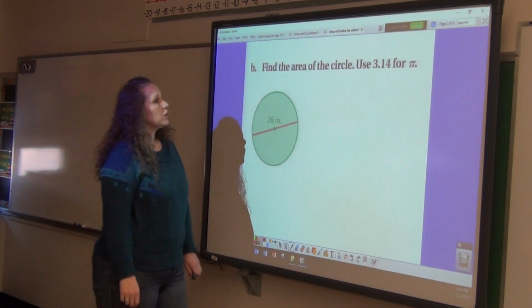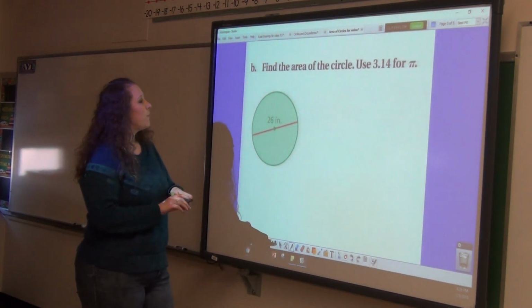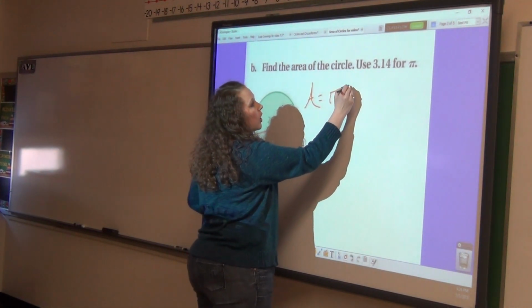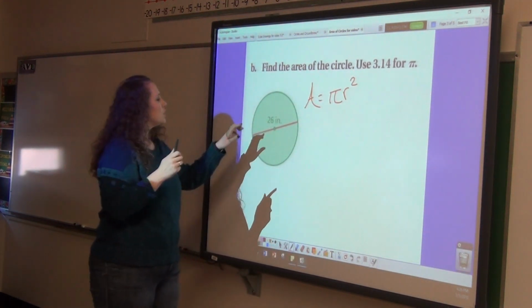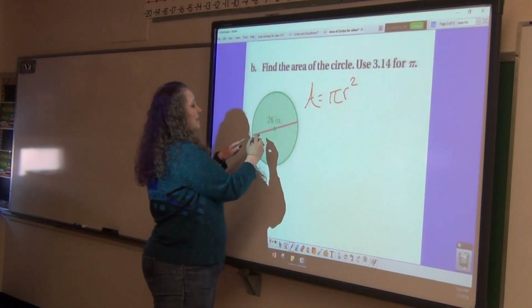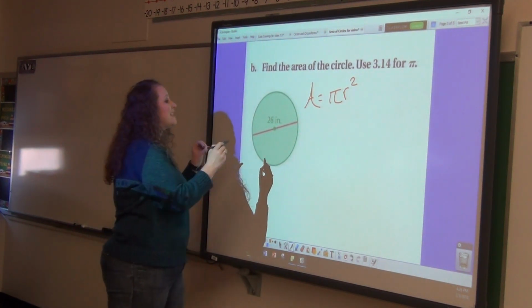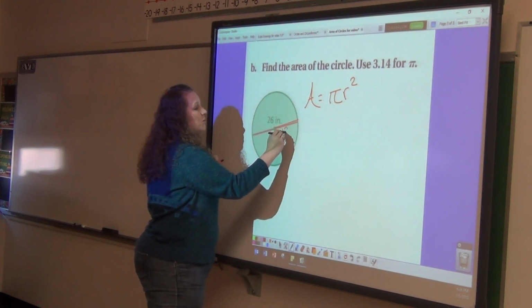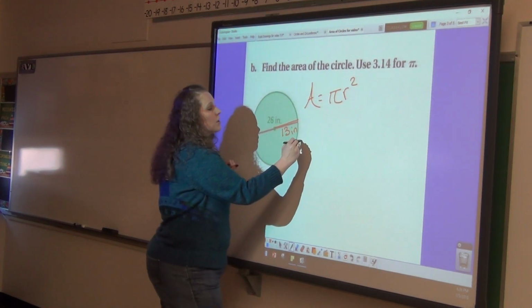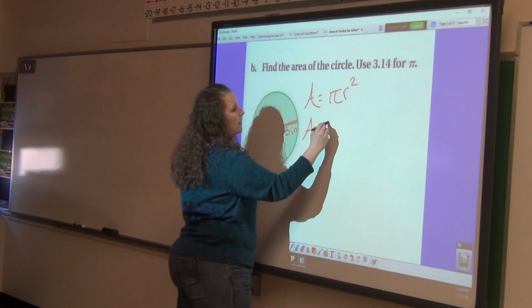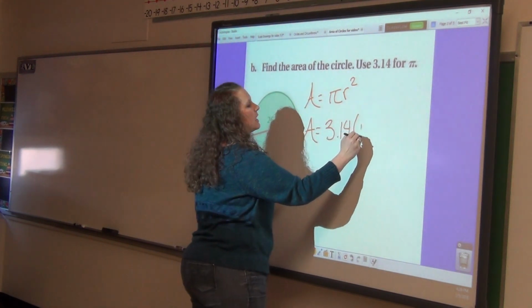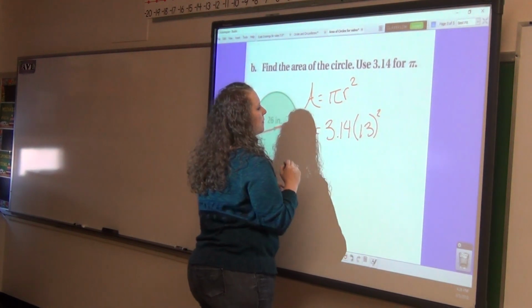Find the area of this circle using 3.14 as pi. Area equals pi r squared is our formula. So we need to substitute in, our radius is not 26. Our radius is half of 26. Our radius goes from there to there. So that is going to be 13 inches. So area equals pi, 3.14, times 13 squared.